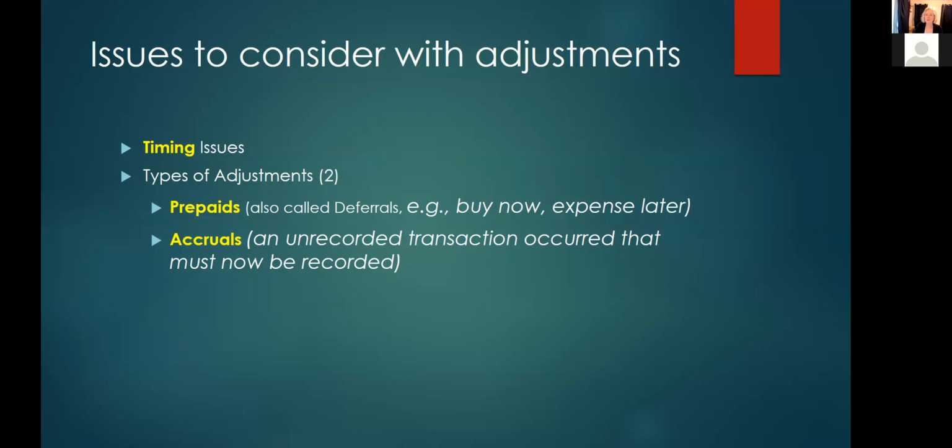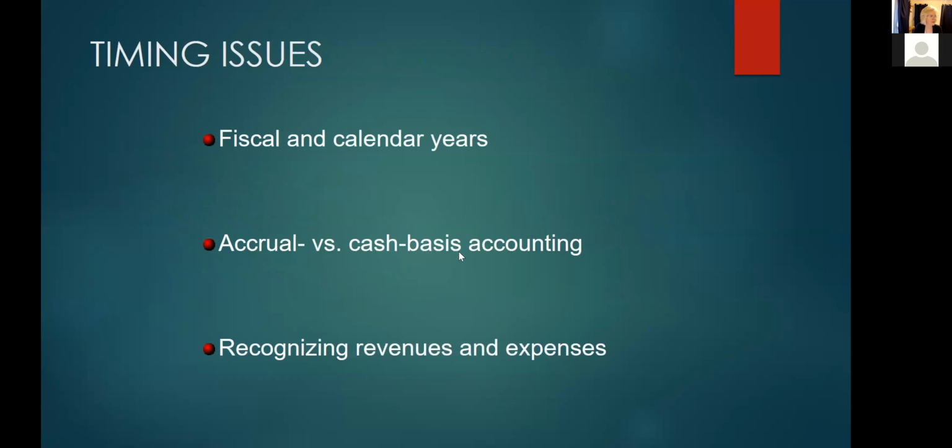So we have 7 journal entries. We have something called prepaids, where the company has paid for something in advance. And that's 4 journal entries. And then we have 3 journal entries for accruals, okay?